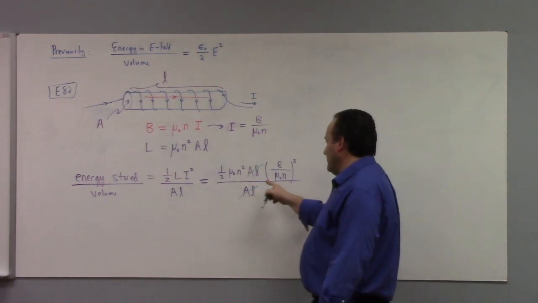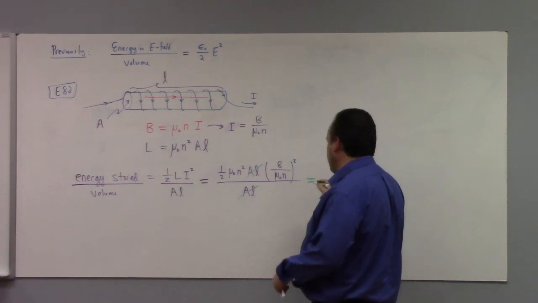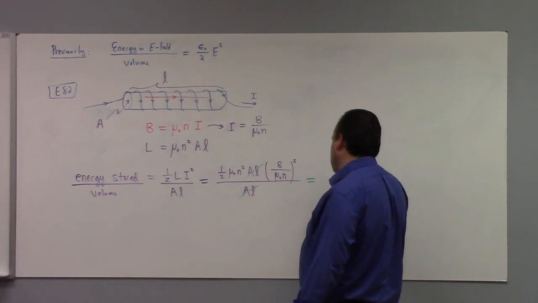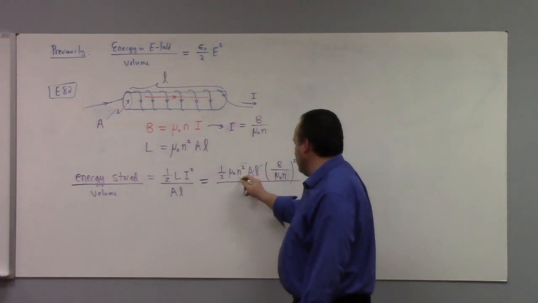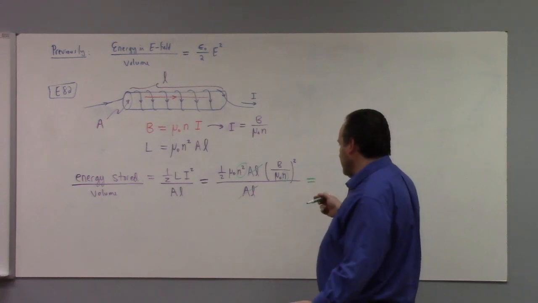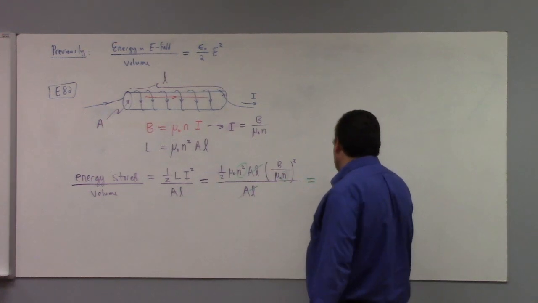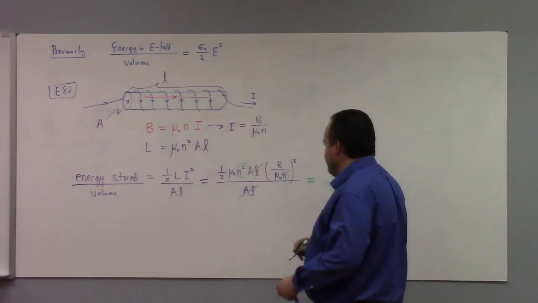Oh, the n, we got an n squared, right? So the n squareds cancel. I'm just going to circle that. That cancels with that, right? And one of the mu naughts cancels. We got a half. Looks like we've got B squared divided by 2 mu naught.